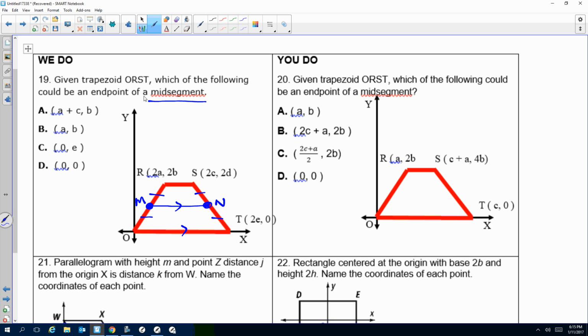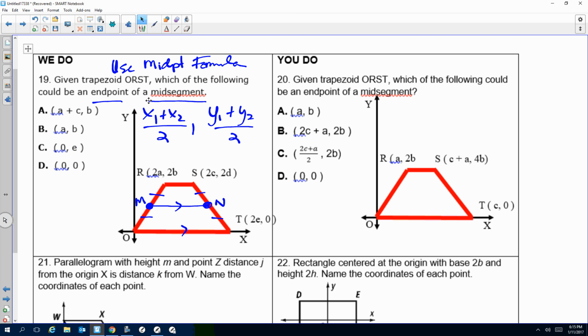Since they want you to find the endpoints of that, you have to use the midpoint formula. The midpoint formula is on your formula chart. You don't have to memorize it, but you've got to know that you're going to add your x's together, divide them by 2, and then you add your y's together and divide by 2. So don't forget, even though we have letters here, our x is always the first coordinate, and the y is always the second coordinate.